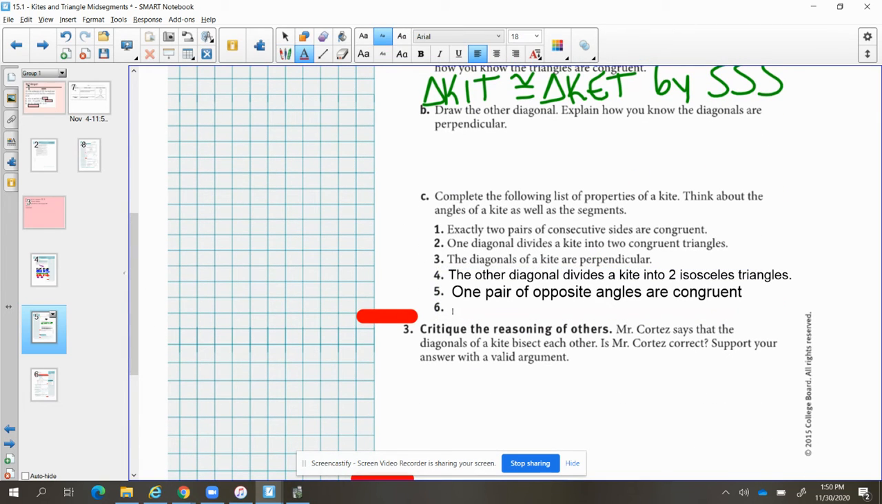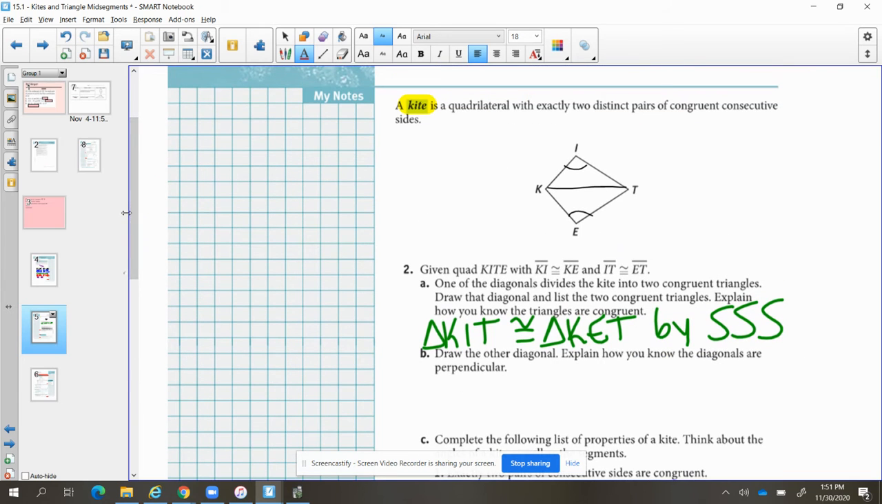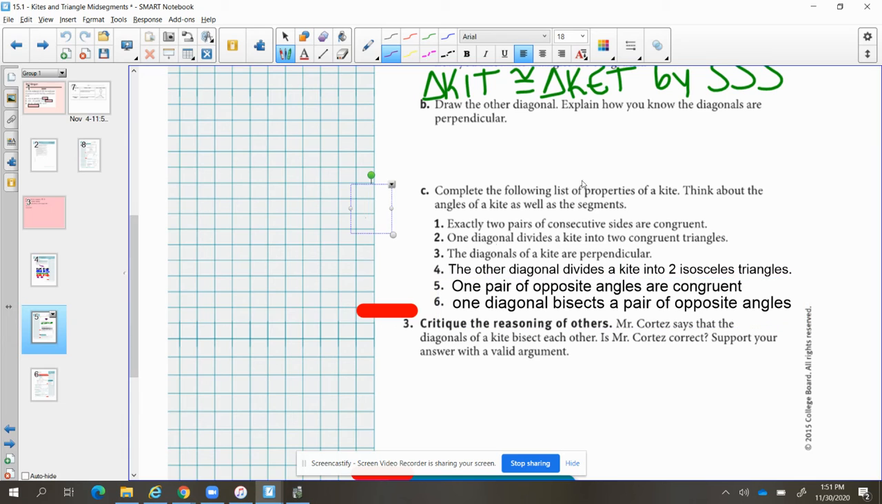And then finally, for number 6, we have one diagonal bisects a pair of opposite angles. So when we have this, again, because of that CPCTC, these two angles are congruent, and then these two angles are congruent. So this diagonal here bisected the opposite angles of angle K and angle T. Okay? So it's very important that you get this list written down to know all these properties. Okay.